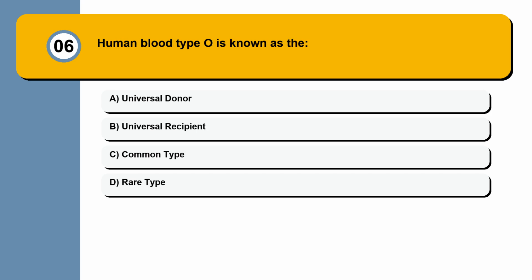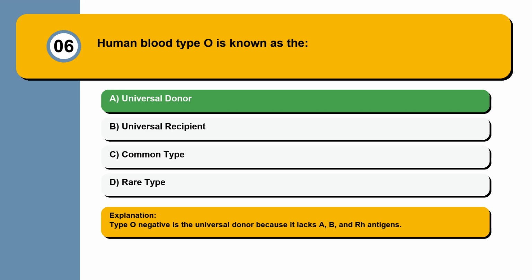Question 6. Human blood type O is known as the universal donor, universal recipient, common type, rare type. Type O negative is the universal donor because it lacks A, B, and Rh antigens.